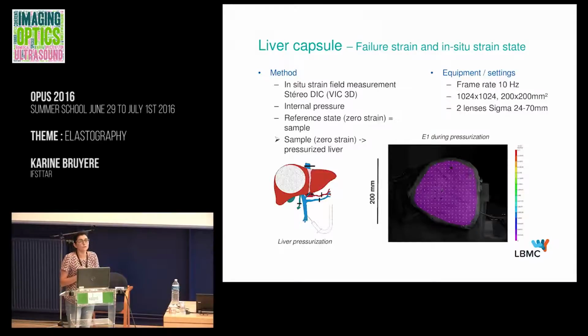So for that we started some experiments on isolated organs, isolated liver first, and we measure the strain field on the main lobe of the liver here. And the question is what to take as the strain-free situation. So the idea is to make the hypothesis that as a sample, the capsule is completely free and not stressed or strained.